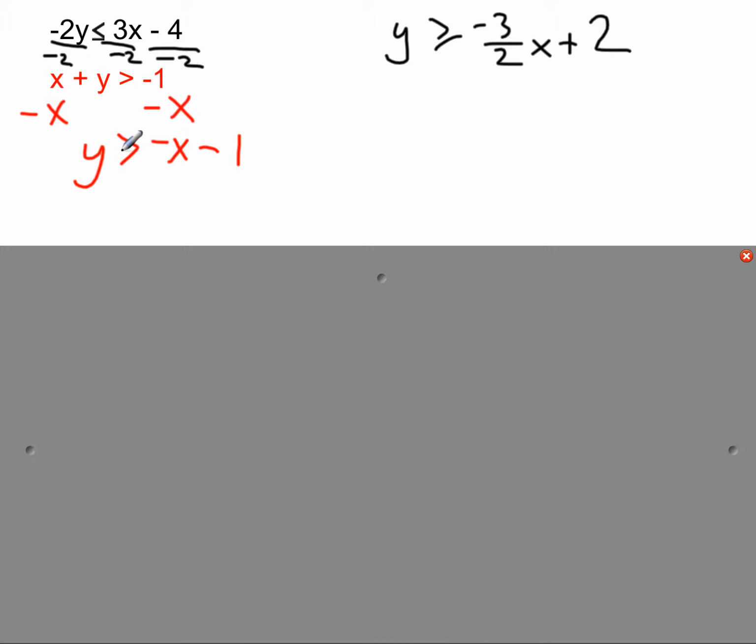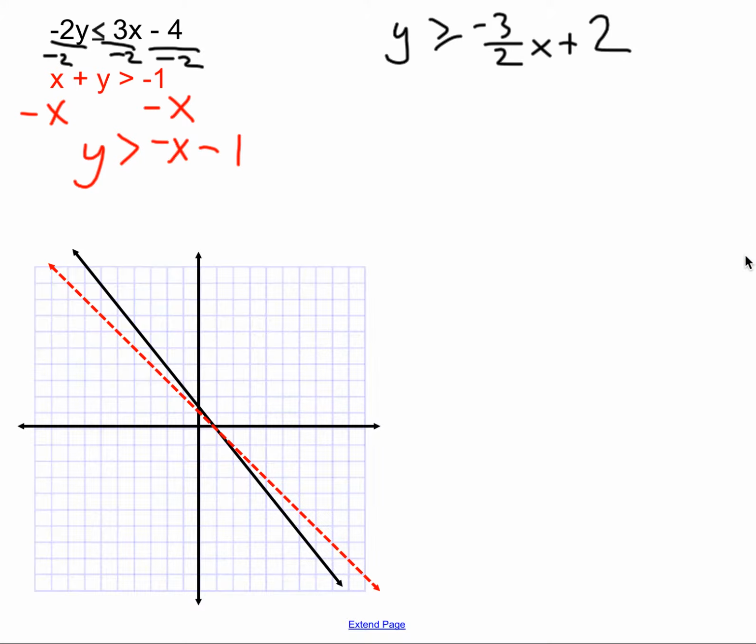Notice the sign didn't switch. I did subtract a number, which is kind of like using a negative, but because I didn't divide or multiply by a negative, the sign just stays put. My y-intercept is at negative 1, my slope is at negative 1, and so now I'm ready to graph the two lines. Okay, so I've done them both for you here.